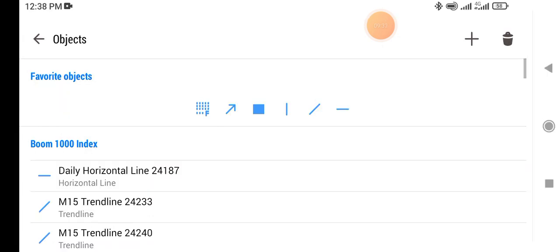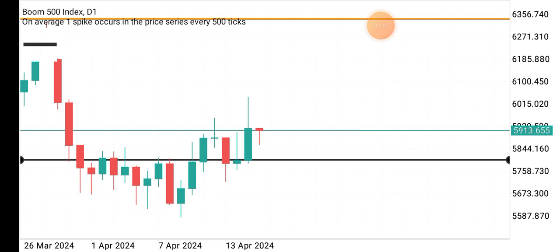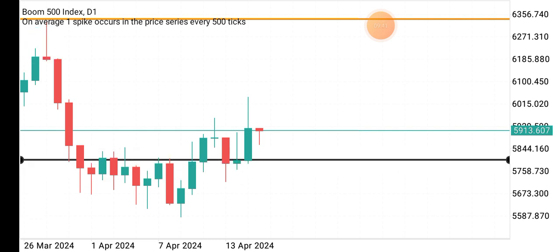So let's look at it. I place a horizontal line on the close of that small body candlestick. There's a horizontal line.